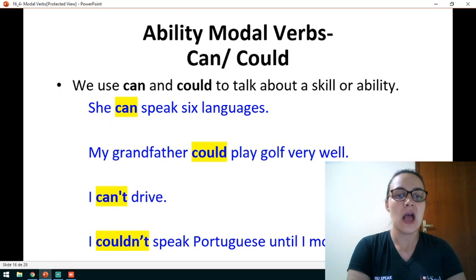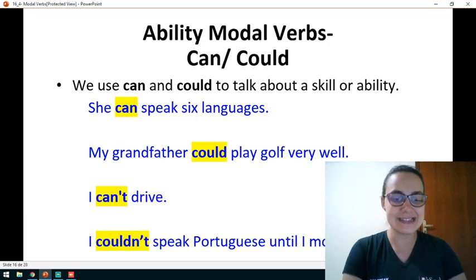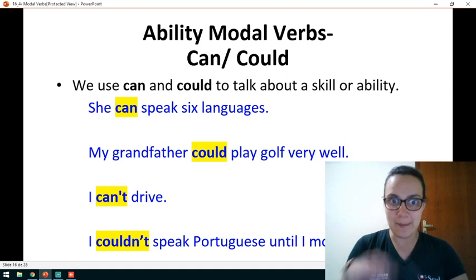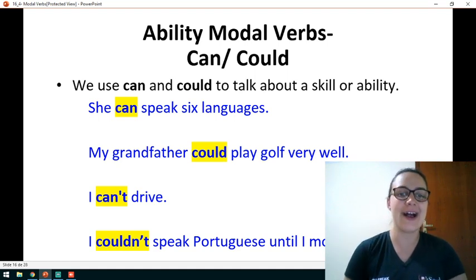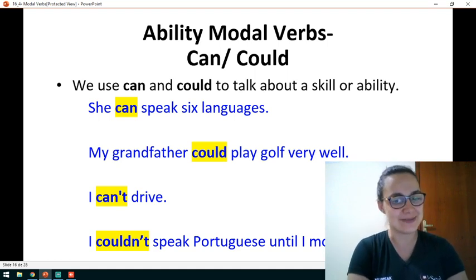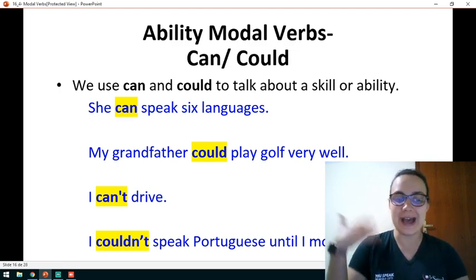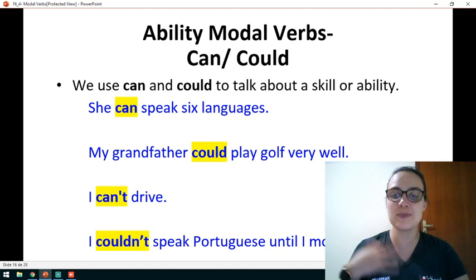All right, if we're talking in the present, the negative, I can't drive. So like I told you guys the other class, I can't drive a manual car. I can only drive automatic. And if I wanted to talk in the past, I can say I couldn't speak Portuguese until I moved to Brazil.